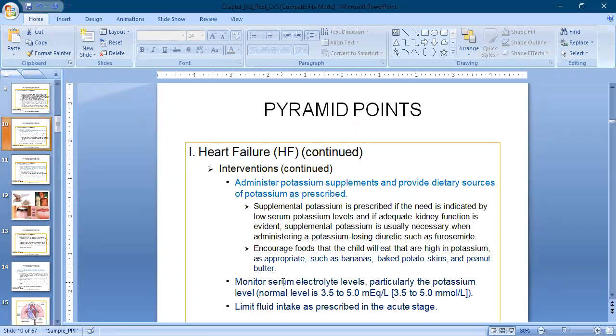We also monitor the serum electrolyte level, particularly the potassium level. So what is the normal range of potassium? It is 3.5 to 5. So we have to find out hypokalemia or hyperkalemia. Both are bad. Both lead to heart failure, dysrhythmia. Also limit fluid intake as prescribed in acute states.